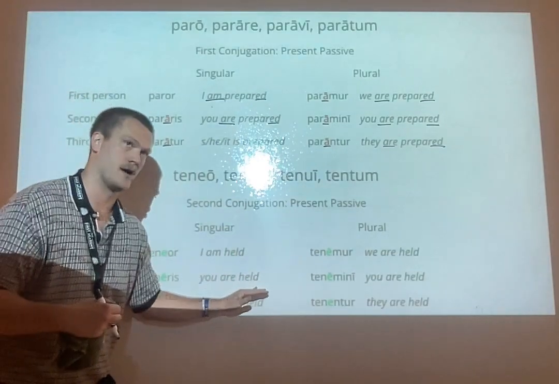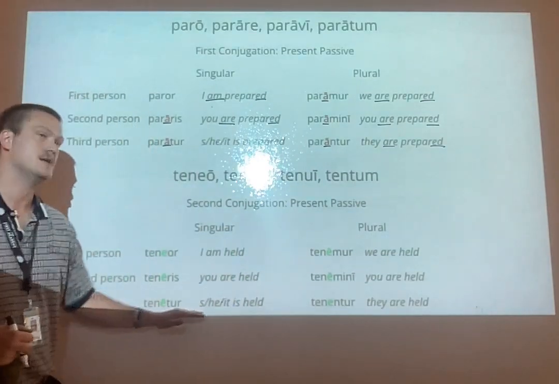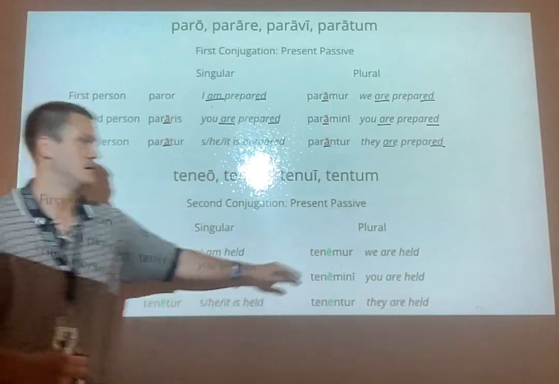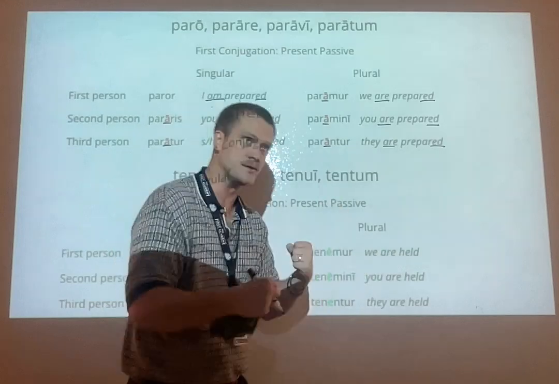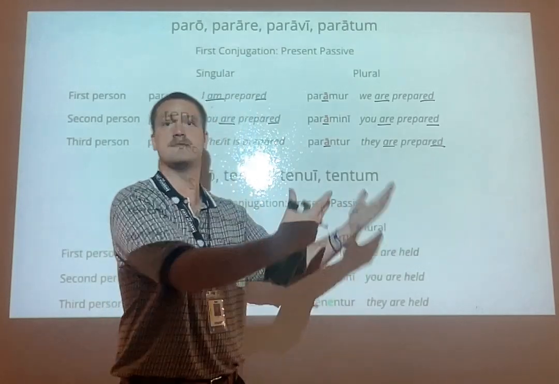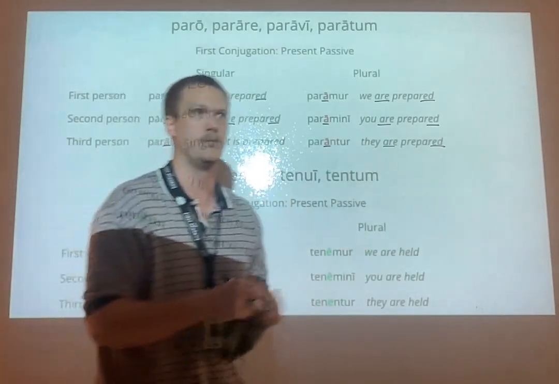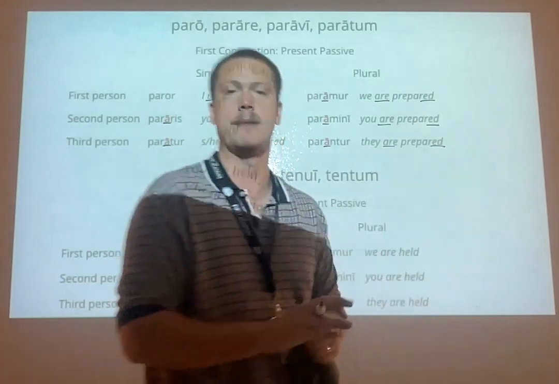Teneris, you are held. Tenetur, she is held. Tenemur, we are held, instead of we hold. That's active. Passive is it's happening to the subject noun. We are held by something, the ablative of agent.